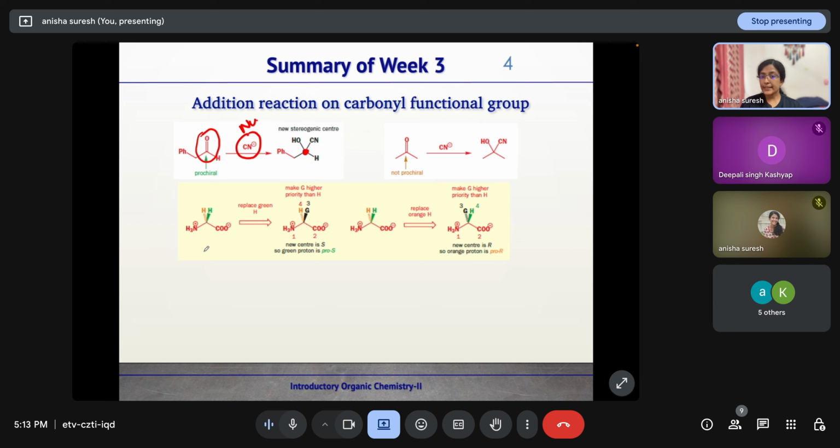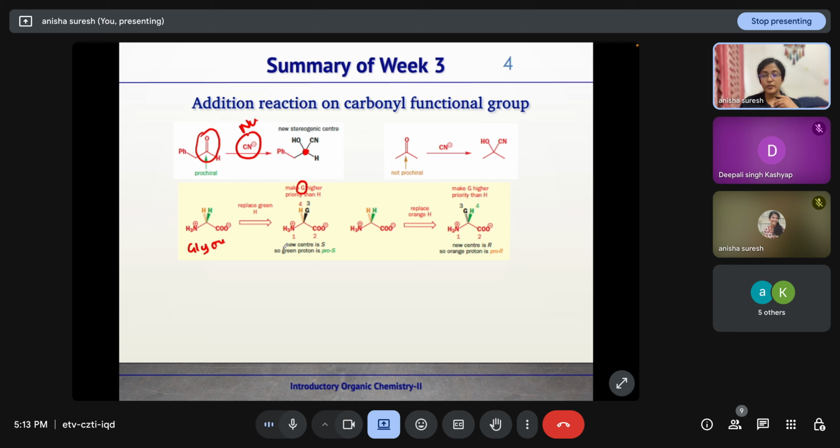Now, if we consider the case of glycine, this is glycine, which is an amino acid, and here two protons are present, which are labeled as green and orange. So, if we replace this green hydrogen with a different group, that group is given the label G, and it has a higher priority than hydrogen.